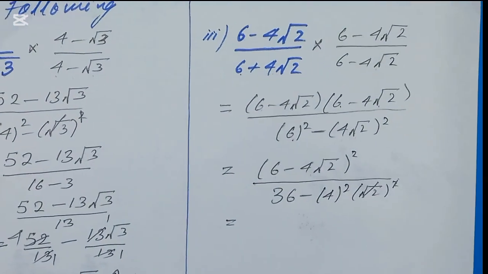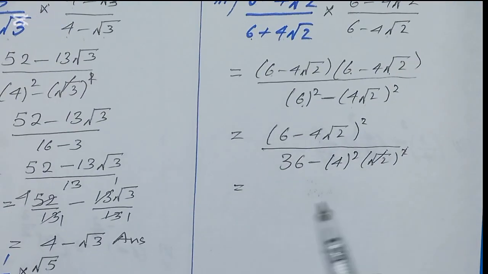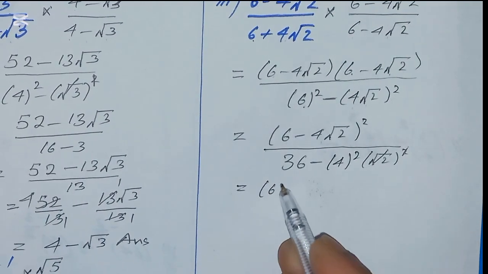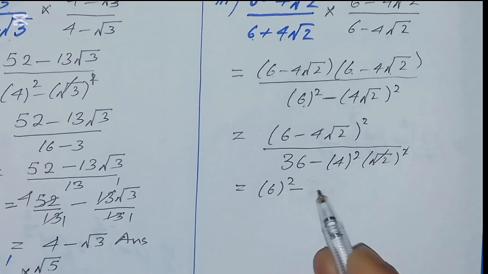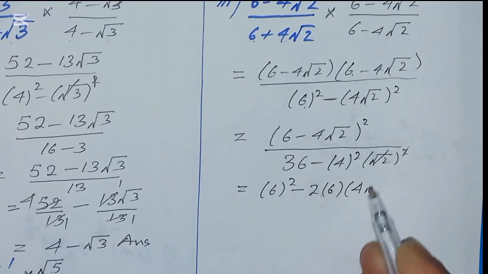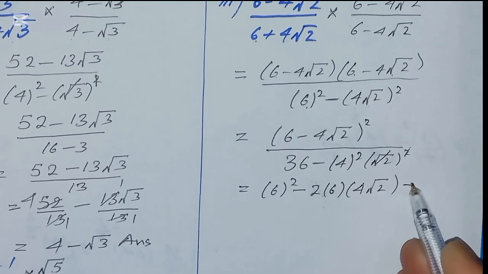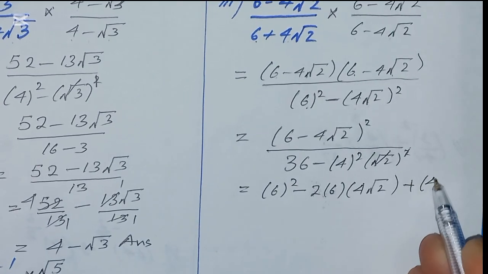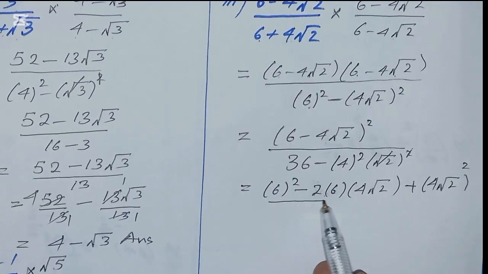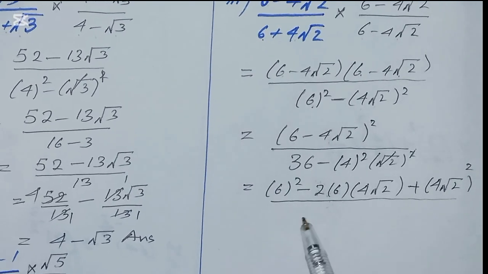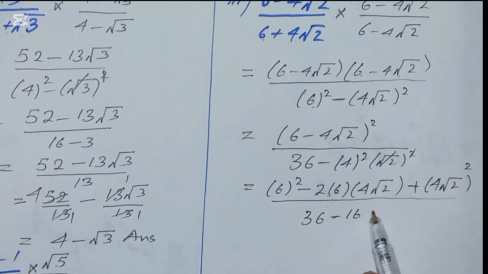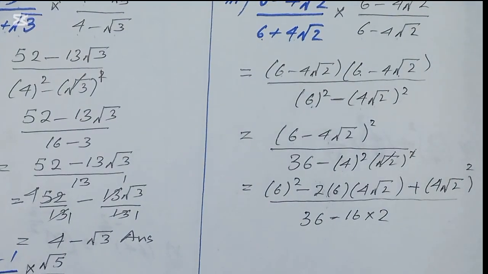It will be expanded according to the algebraic identity, a square minus 2ab plus b square. So it will be equal to first term square minus 2, what is first term 6, what is second term 4 under root 2, and plus b square, second term square, 4 under root 2 whole square, and in denominator is 36, and square of 4 is 16, 16 multiply 2.